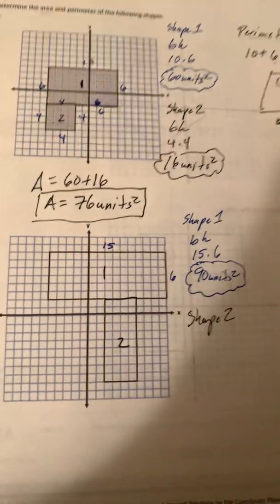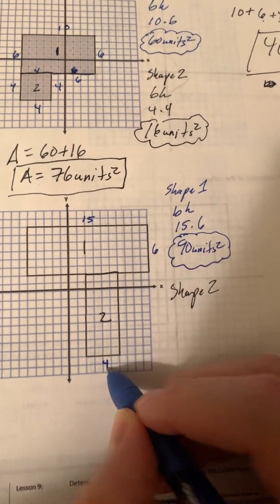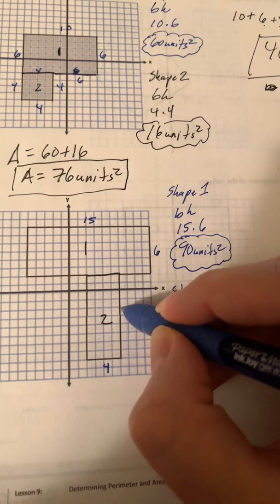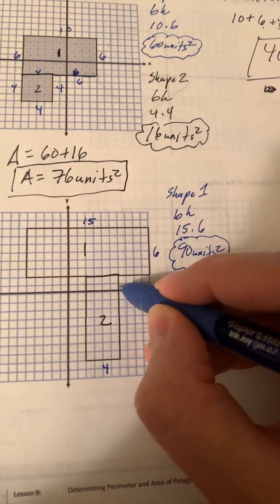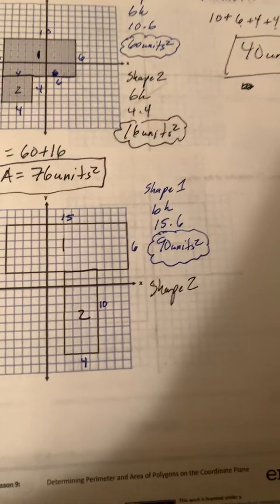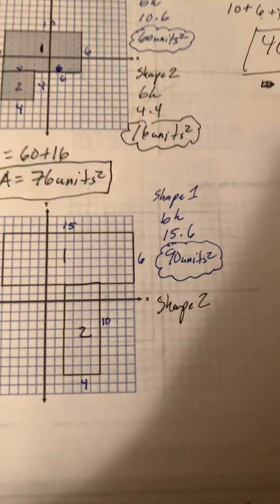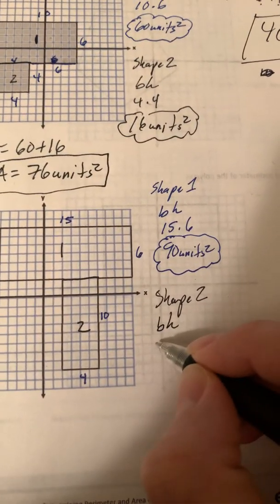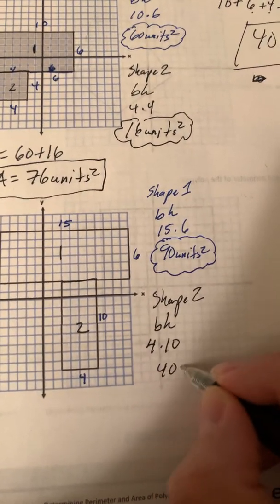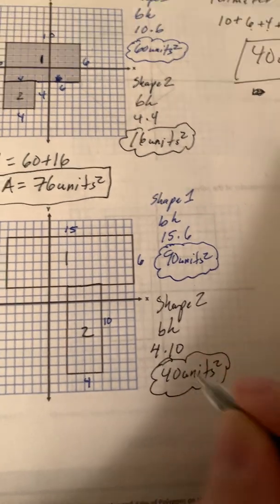And let's see. The measurements are, the base is 1, 2, 3, 4, and the height is 1, 2, 3, 4, 5, 6, 7, 8, 9, 10. So it's a 4 by 10. So base times height. So it's 4 times 10, which is 40 units squared. So that's the area of shape 2.